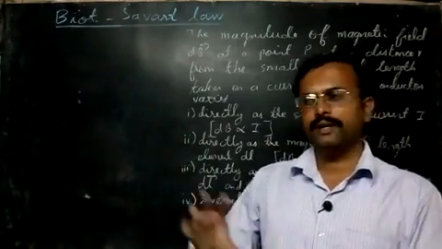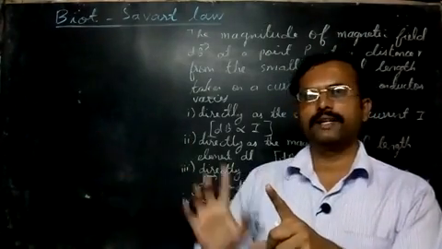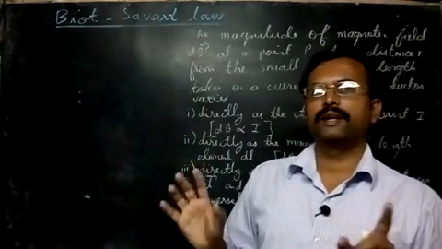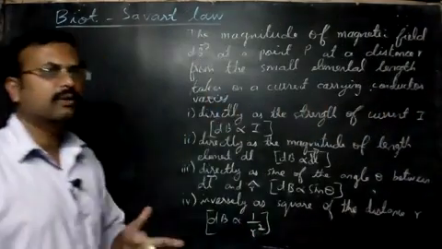If we keep a magnetic compass near a wire, we know the compass needle will deflect. So what is the strength of the magnetic field at that point? That we can find using the Biot-Savart law. First we'll see a picture, then we'll go to the statement.